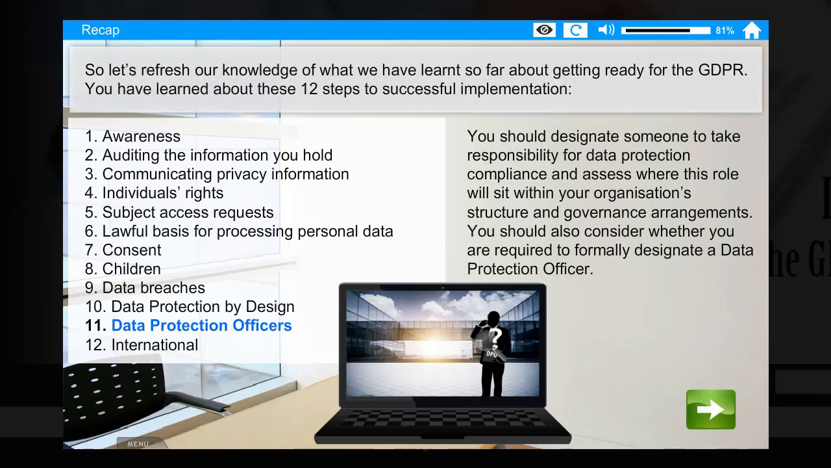Step 11. Data protection officers. You should designate someone to take responsibility for data protection compliance and assess where this role will sit within your organisational structure and governance arrangements. You should also consider whether you are required to formally designate a data protection officer.